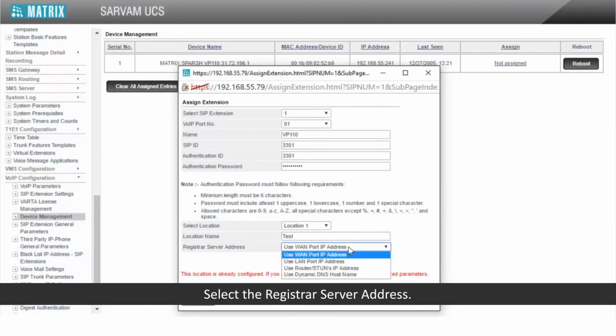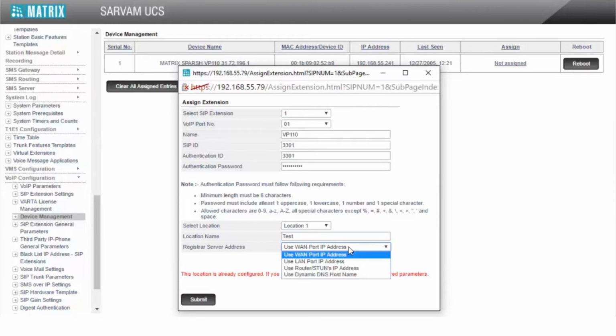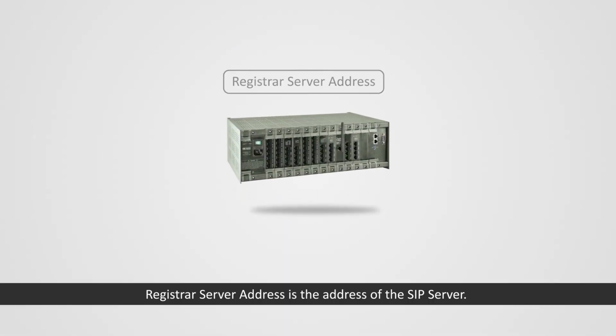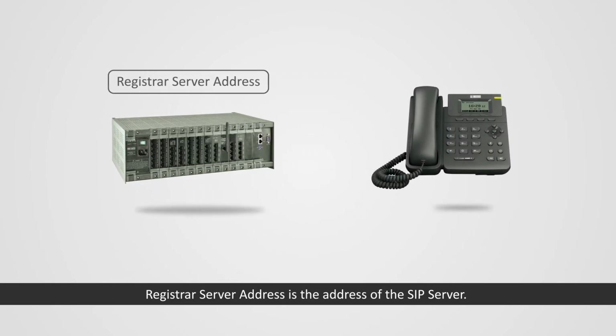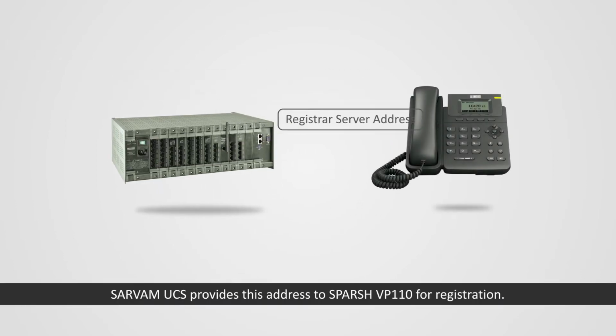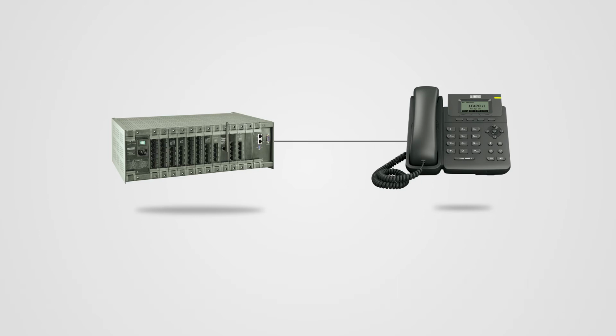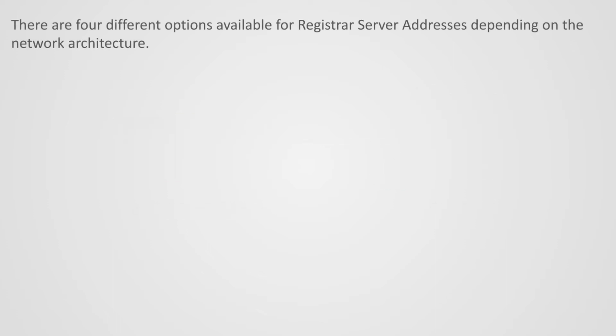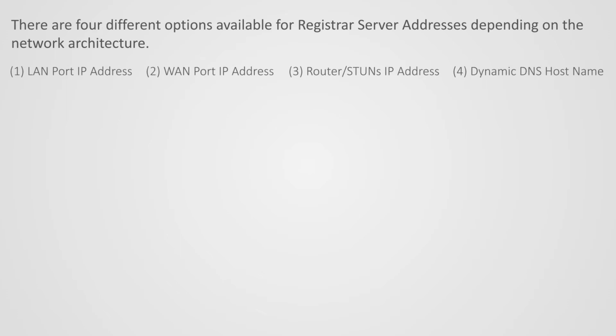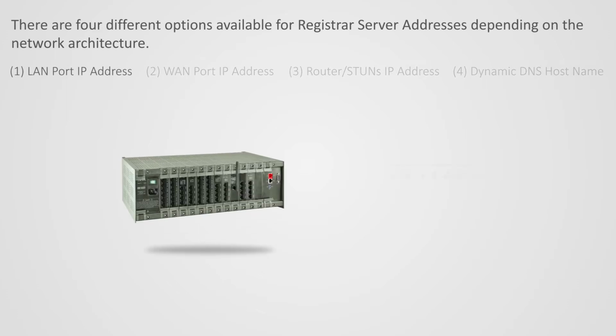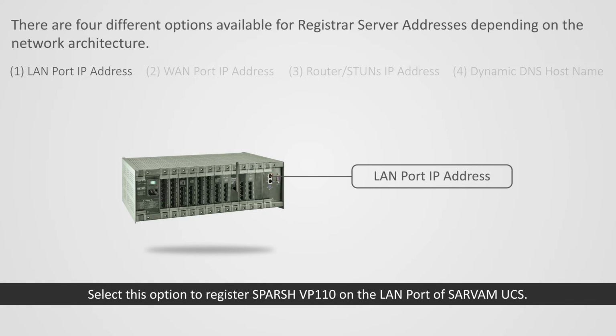Select the registrar server address. Registrar server address is the address of the SIP server. SARVAM UCS provides this address to SPARSH VP110 for registration. There are 4 different options available for registrar server addresses, depending on the network architecture. LAN port IP address. Select this option to register SPARSH VP110 on the LAN port of SARVAM UCS.